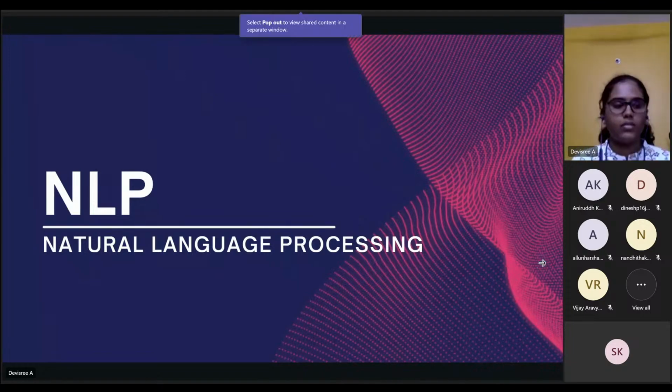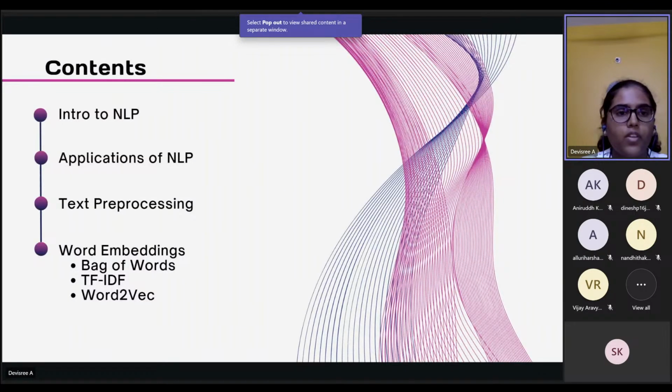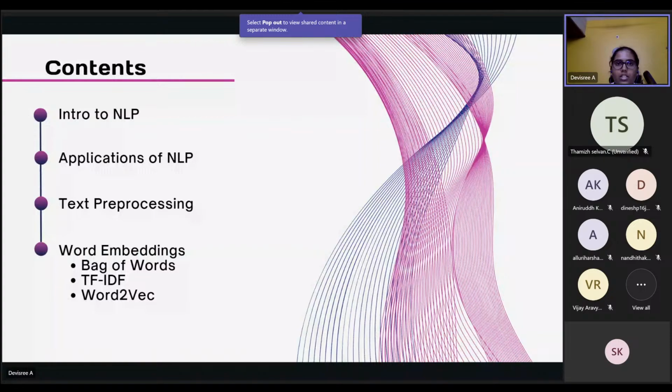Okay, natural language processing. Before I start the session, I'll go through what we are going to cover in the next 1 hour. First, I'll be introducing you to NLP and give a brief intuition of what NLP is, and then I'll mention a few real life applications of NLP. And then we'll cover one of the most crucial and important parts of any NLP application in real life, that is text pre-processing. Then we'll learn about word embeddings and the different types and representations of word embeddings.